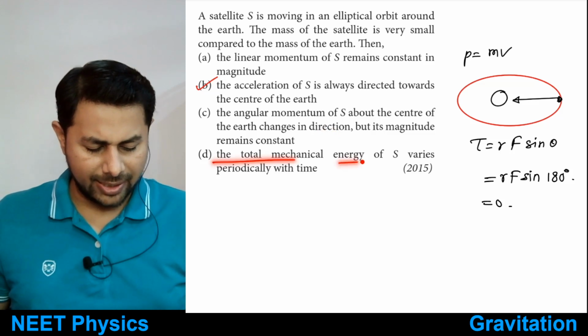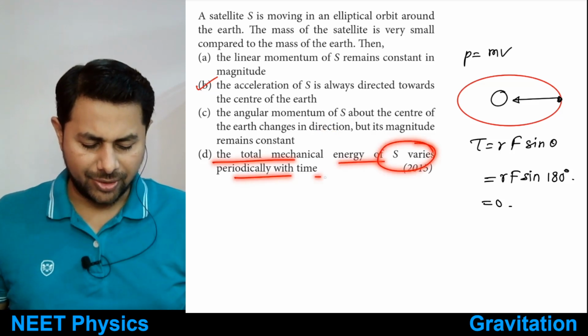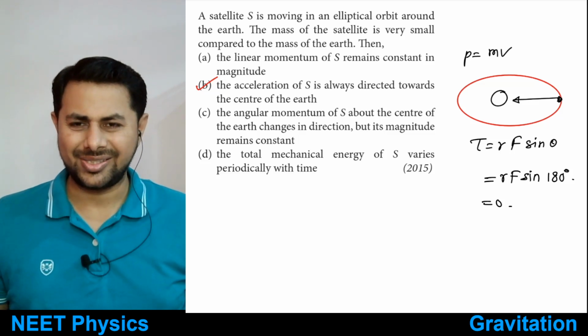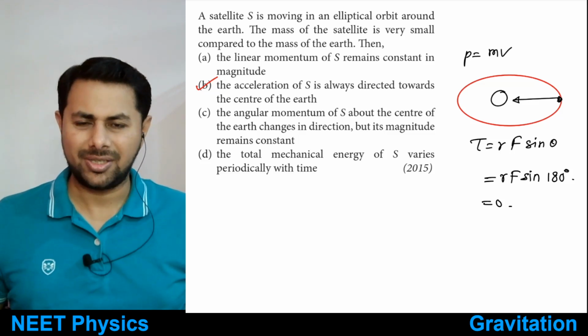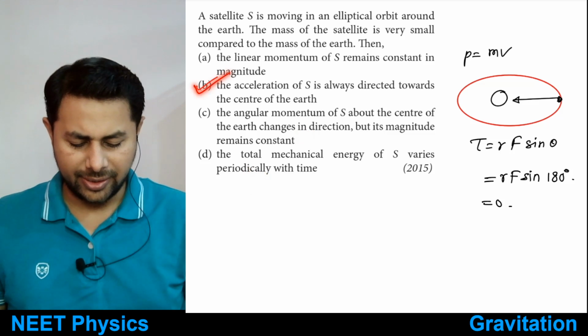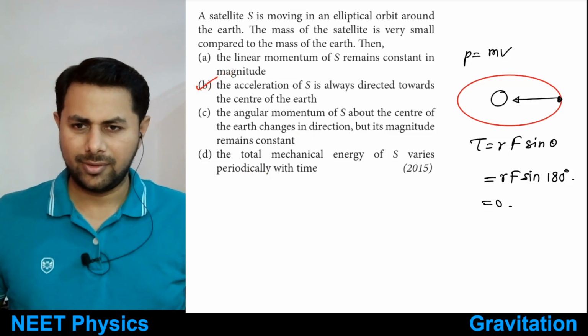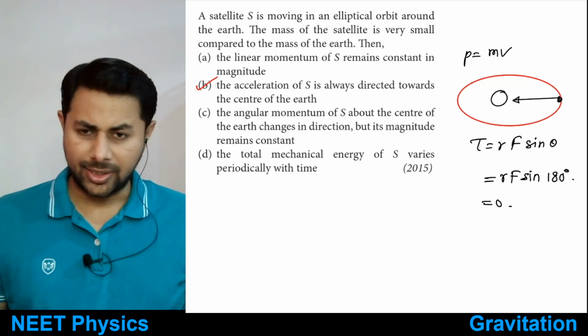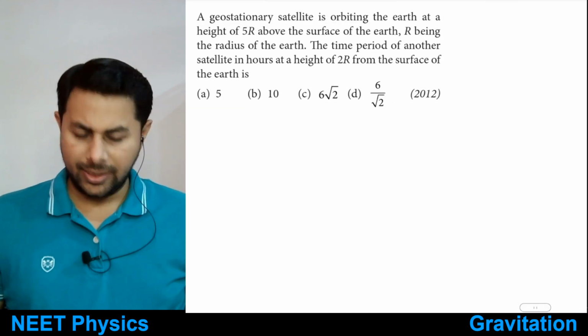Okay, the total mechanical energy of S varies periodically with time. So we know that total mechanical energy, that is the sum of the potential and kinetic energy, remains constant. So it also does not change. So this is incorrect. So what is the answer? It's option B. Right, this one is clear. Okay, good.